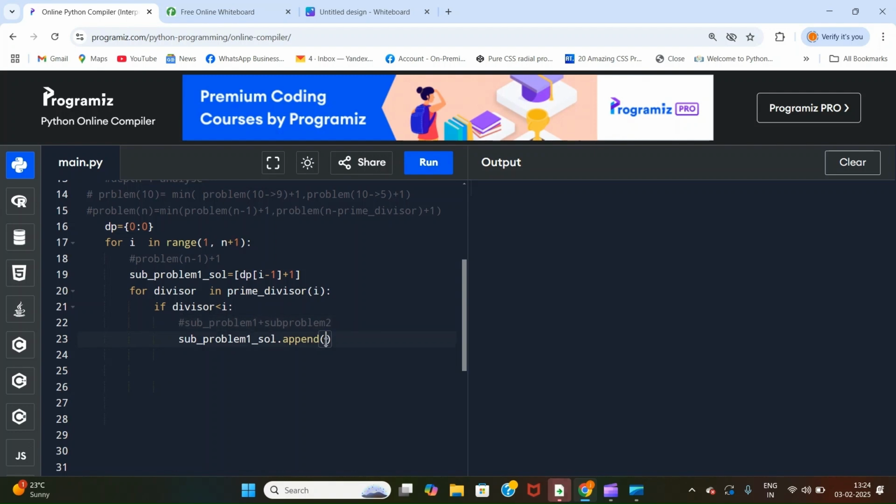Okay, and what will be the solution for the sub problem 2 by this formula? यहाँ पे क्या कर रहे थे, n minus prime divisor. So here what it will be, dp of I, the number current number minus में prime divisor. What is the prime divisor? सारे जो divisors होंगे वो कहाँ पे होंगे, divisor के अंदर. So I will be doing I minus divisor. Okay, and then I will be adding it by plus 1. So this is your plus 1.